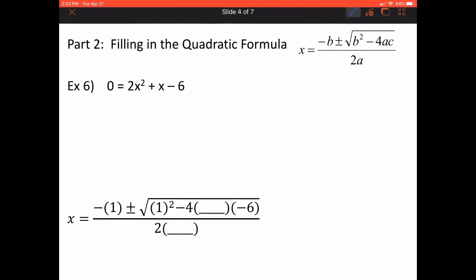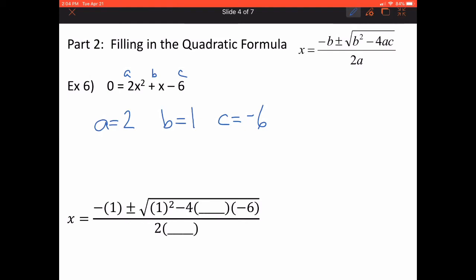Okay, trying another one. Here's example 6. Let's identify a, b, and c, and let's fill out our quadratic formula. So a is the number in front of x squared, so that's a 2. B is the number in front of the x, so that's positive 1, and c is the constant, so that's negative 6.